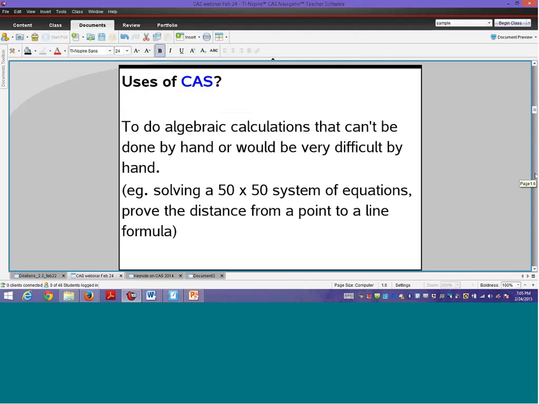Uses of CAS, I think originally they were for calculations that you really couldn't do by hand, or it's too difficult to do by hand, or wouldn't want to do by hand. Example, solving a 50 by 50 system of equations. I'm not sure you would want to try that by hand or even with a graphing calculator. Verify the distance from a point to a line formula, things like that that would really be kind of sticky to try to do by hand.